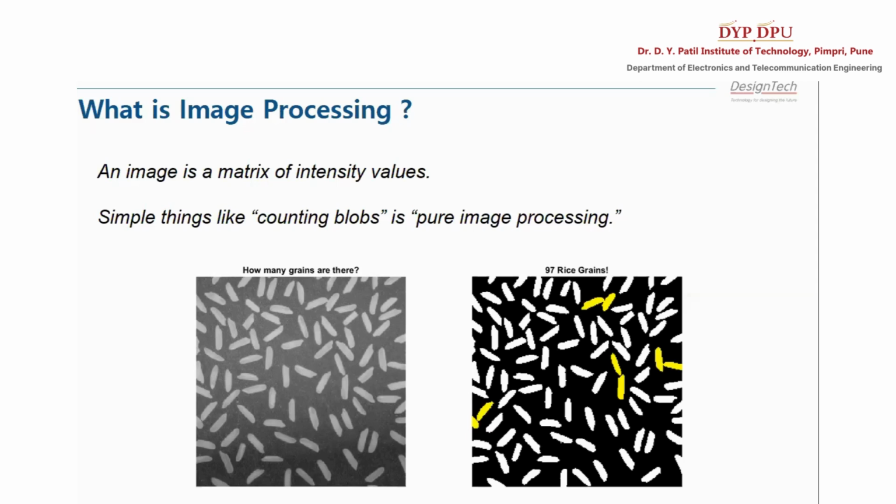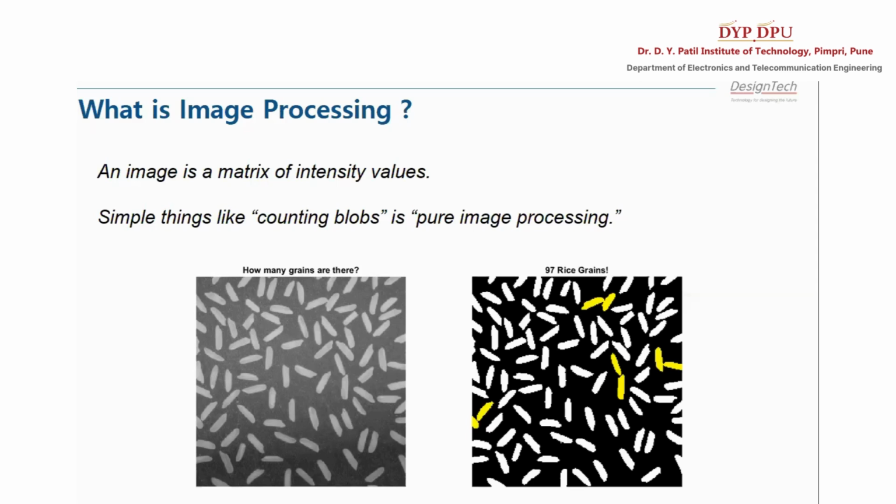So, a matrix of intensity values, very good, we have that. If it is a matrix, then mathematics is there, and if there is mathematics, we can do lots of operations. So this is a simple idea over here. Okay, so 97 rice grains are available. How many rice grains? This is the goal, the objective.